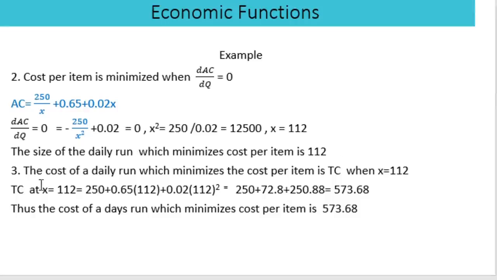Then the second part is the cost of a daily run which minimizes the cost per item, which is total cost when x equal to 112. That is, total cost at x equal to 112, substitute x equal to 112 into the total cost function, that is equal to 573.68. Thus the cost of a day's run which minimizes cost per item is 573.68. Here the second order condition is also positive.